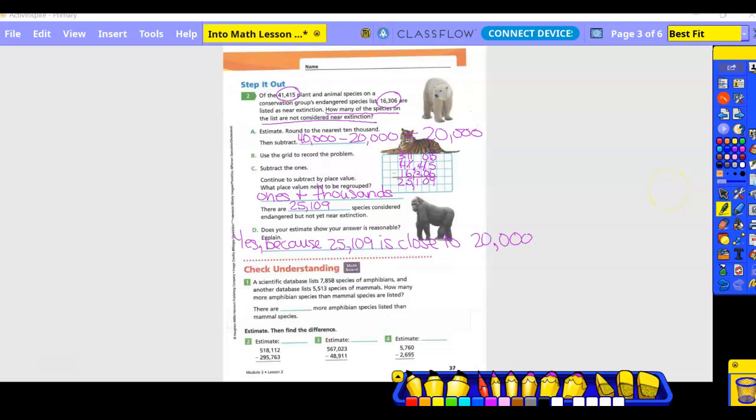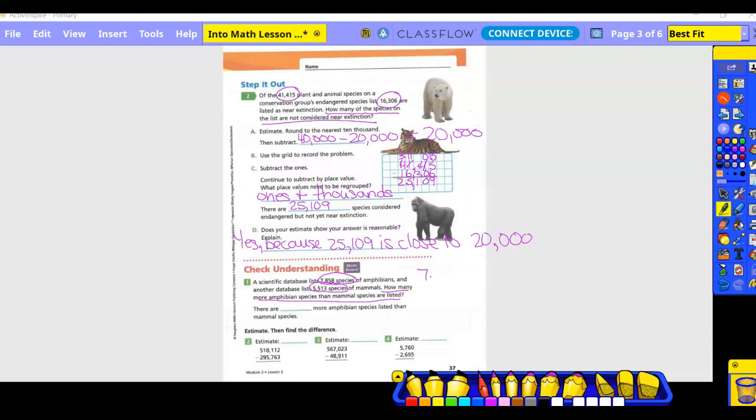Check understanding number 1. A scientific database lists 7,858 species of amphibians, and another database lists 5,513 species of mammals. How many more amphibian species than mammal species are listed? Okay, so we're going to circle our numbers, and then what we're looking for. Now, do we have to do an estimate on this one? No, they just want the actual answer.